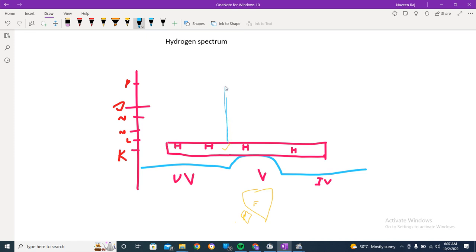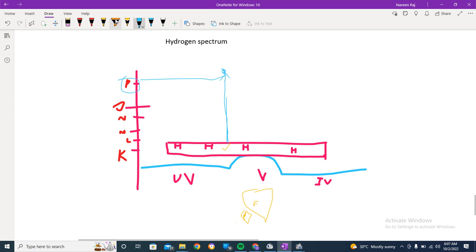Suppose when the hydrogen is excited, it goes to this level. This is the highest energy level which we discovered, and we named it, for suppose, this orbital. I cannot say that this is the p which is highest energy, because we have a lot of orbits. This is just the highest one to which the hydrogen went.